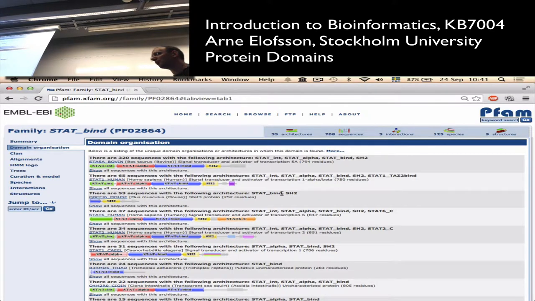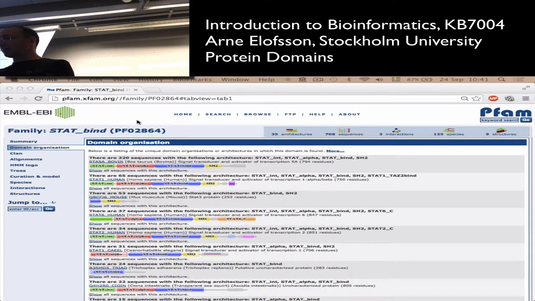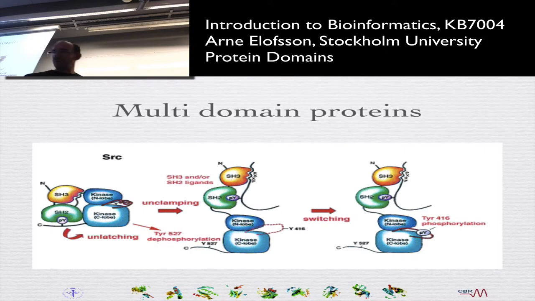Of course, these things tell you a lot about what the domain does. It tells you a lot about the function, and it tells you a lot about how the evolution of this protein happened. So maybe I should take the break now, and I will continue after the break.